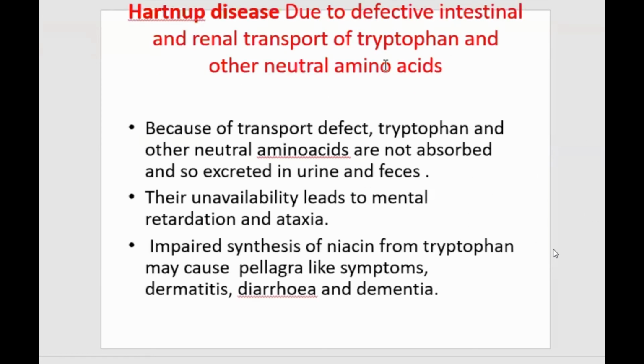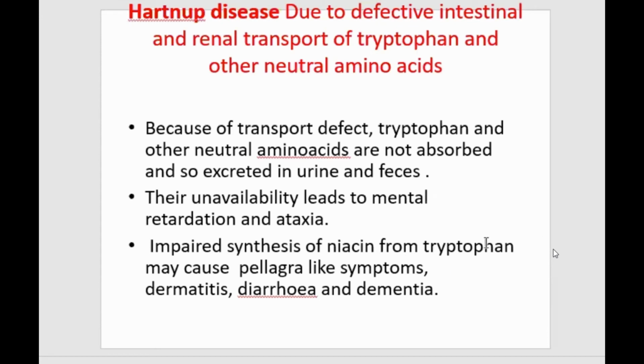Hartnup disease is due to defective intestinal and renal transport of tryptophan and other neutral amino acids. Because of the transport defect, tryptophan and other neutral amino acids are not absorbed and so are excreted in urine and feces. Their unavailability leads to mental retardation and ataxia. Impaired synthesis of niacin from tryptophan may cause pellagra-like symptoms, dermatitis, and diarrhea, because tryptophan, you learned, produces niacin.